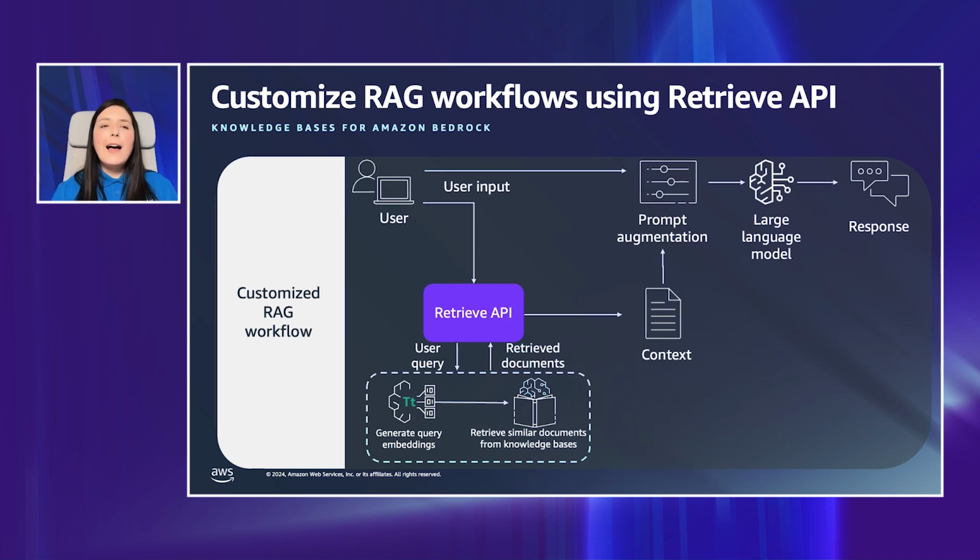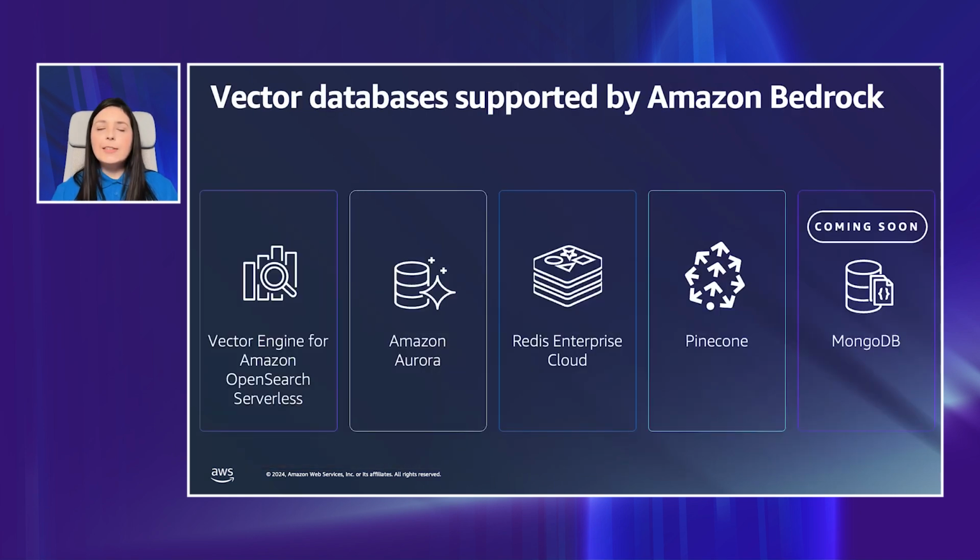Okay, so at the moment, knowledge bases for Amazon Bedrock support 4 different types of vector databases: Amazon OpenSearch Serverless, Amazon Aurora, Redis Enterprise Cloud, and Pinecone. And the support for MongoDB is coming pretty soon.